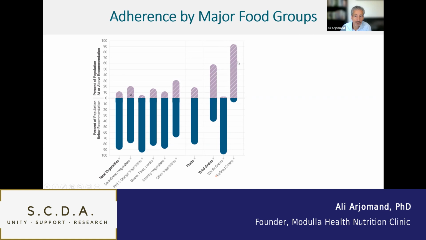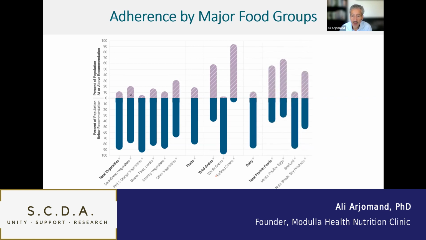So that's what we're trying to avoid in SCD. And these are refined flours and everything else you find. So this is the reality that we are in, in the US. And then you move to dairy and proteins, and it's sort of a mixed bag here, sort of 50-50. Seafood is very low, soy products 50, and so on.